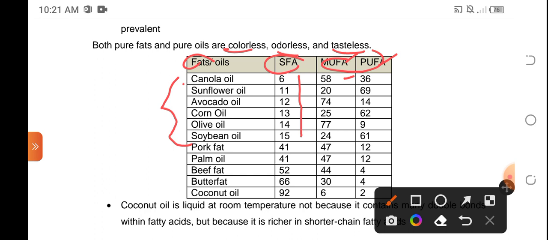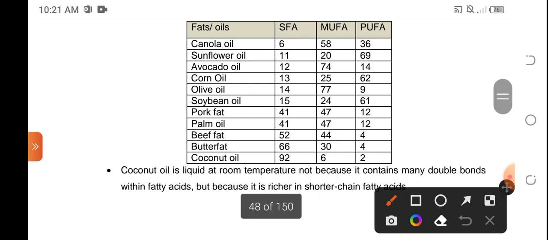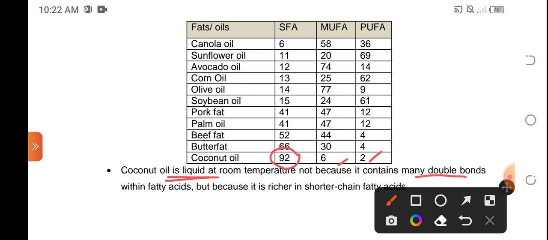Okay? Well, as for fats, pork fat, beef fat, butter fat, mas prevalent naman ang saturated fatty acids. Kukunti lang yung mga unsaturated fatty acids. Now, when it comes to coconut oil, medyo madami ang kanyang saturated fatty acids, konti lang yung unsaturated. But still, it could exist as liquid at room temperature. It's not because of the double bond, rather, it is the short chain fatty acids. Because of these short chain fatty acids, kaya na-maintain niya yung being a liquid at room temperature.